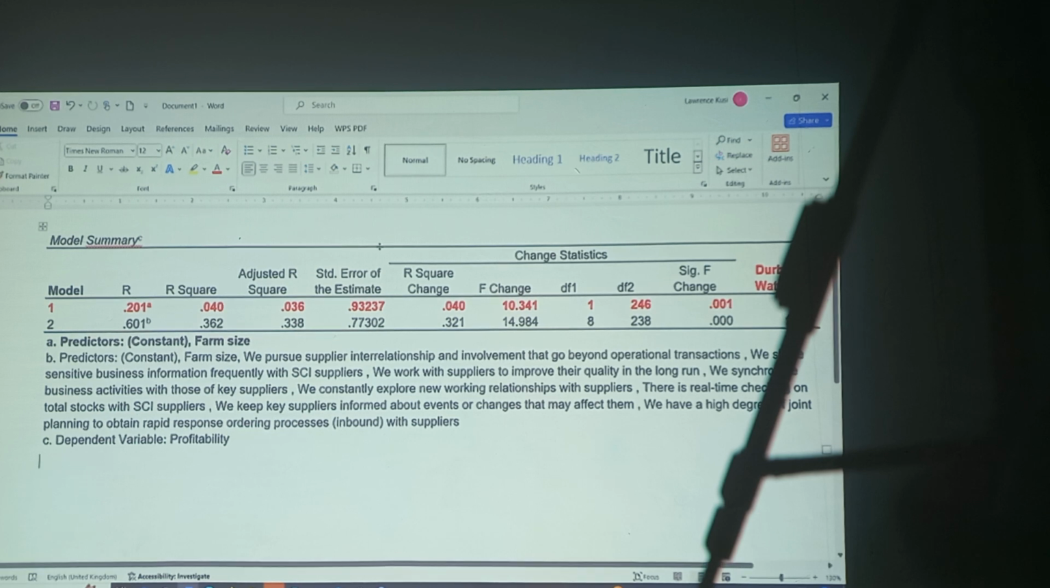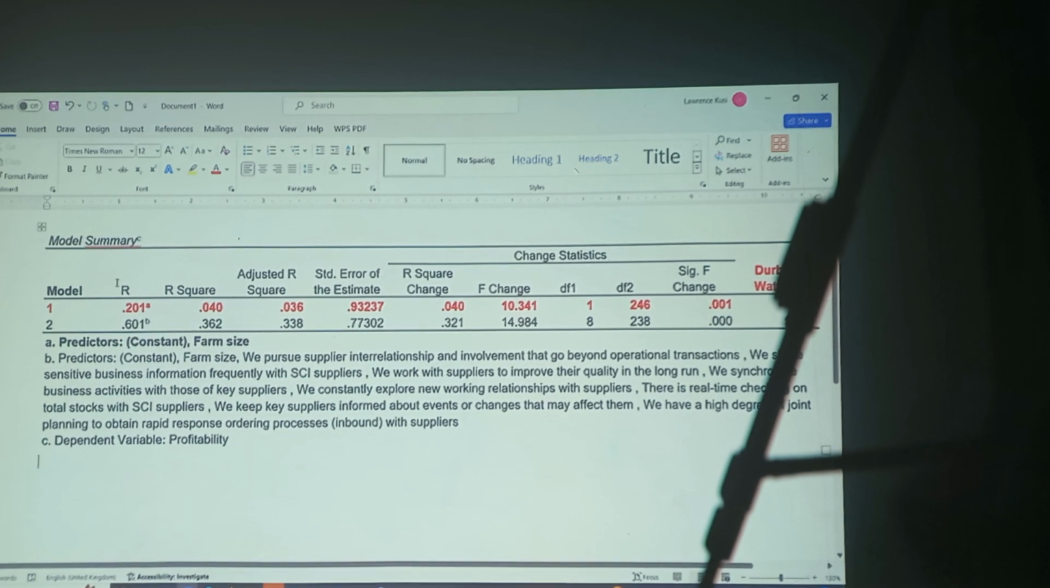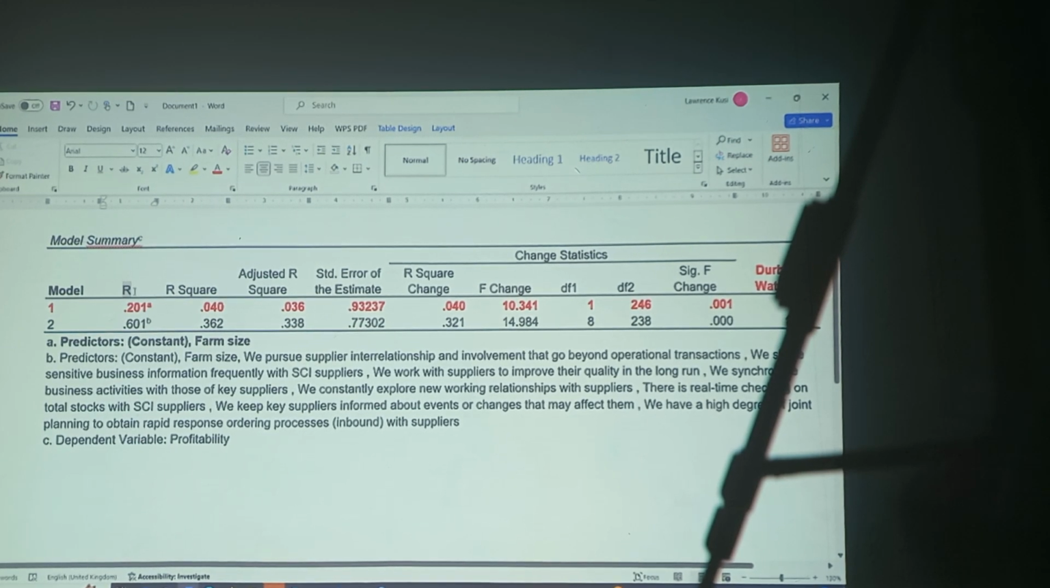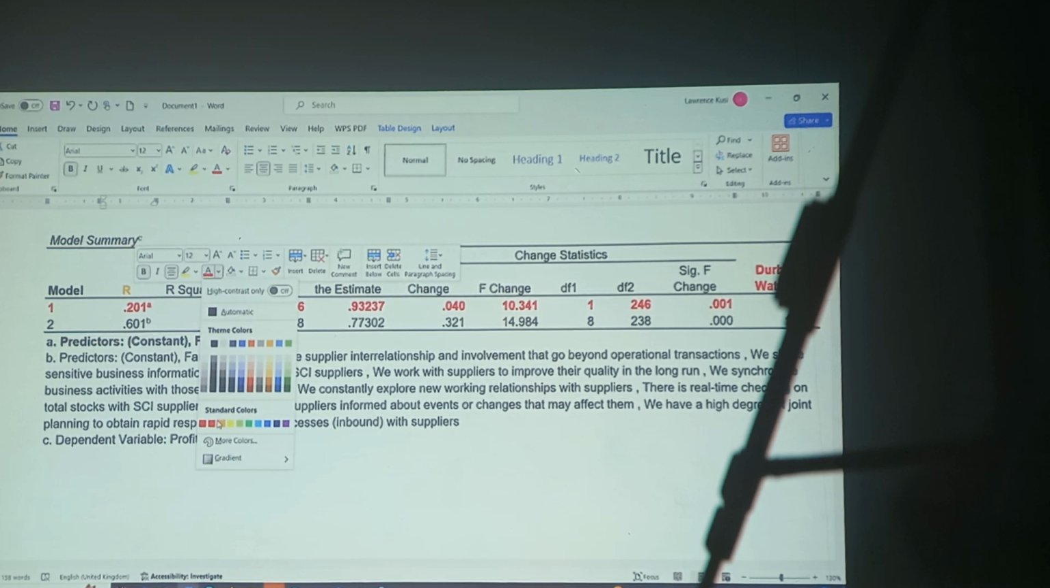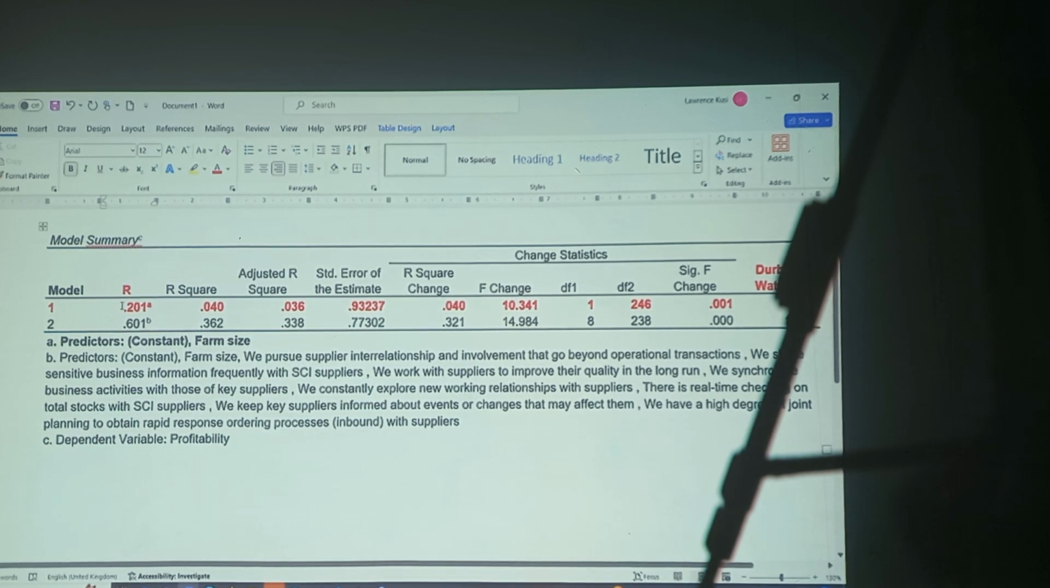After that, we come and look out for what we call the R. And the R measures what we call the joint correlation. The R measures the joint correlation. This correlation is the relationship between the predictors on one hand as against the dependent variable. Okay. Did you hear that? Yeah. I said it's the relationship between all the predictors on one hand, and then the dependent variable on the other hand.